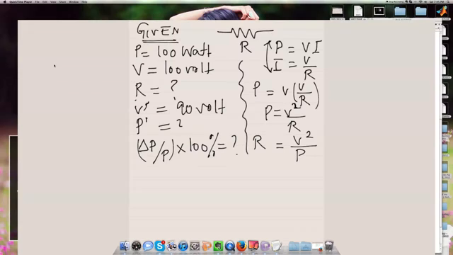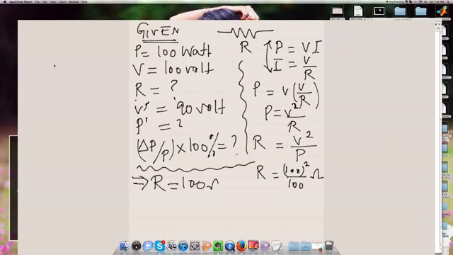In our problem, based on the given info, we have resistance R equals V squared, that's 100 squared, divided by power, which is 100 watt. So as we divide, this is in ohm, meaning our resistance is 100 ohm. So that's one of the tasks for us to determine, which we did.